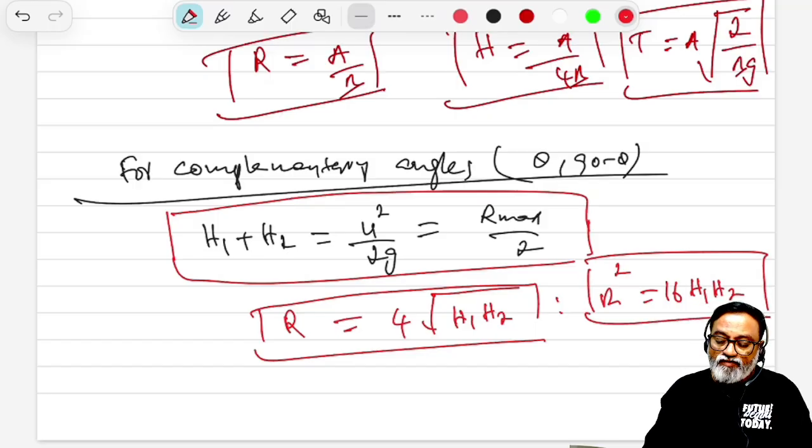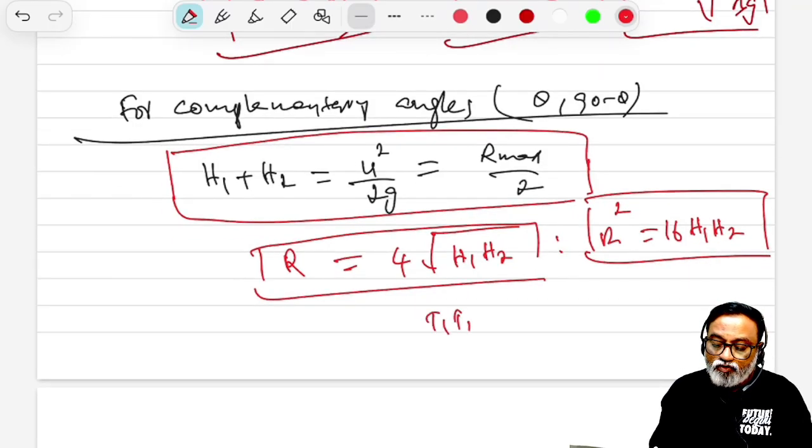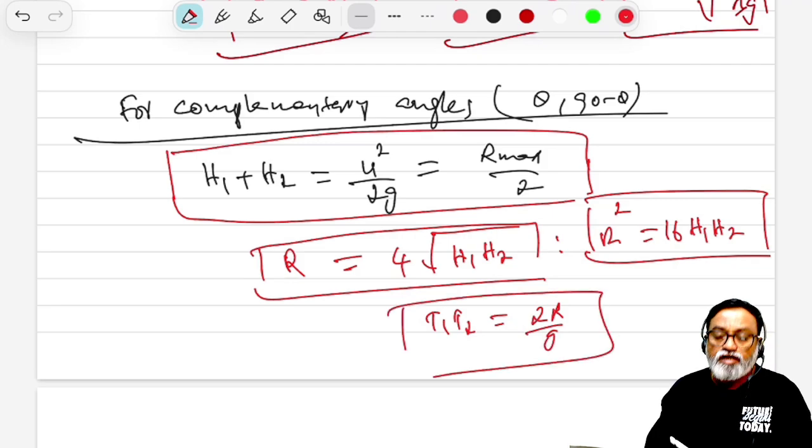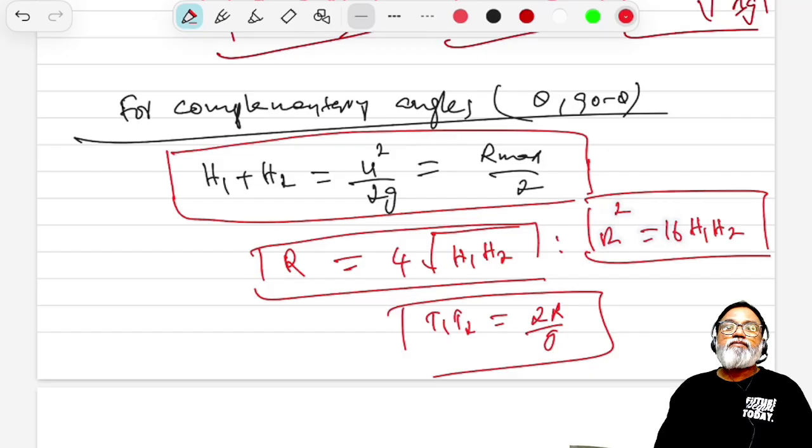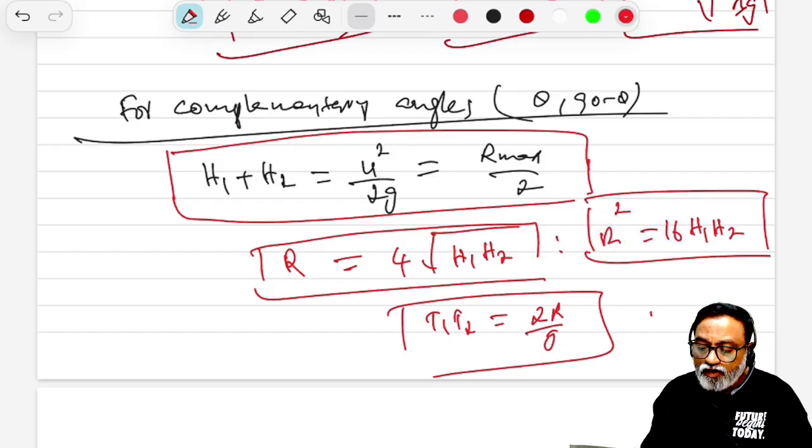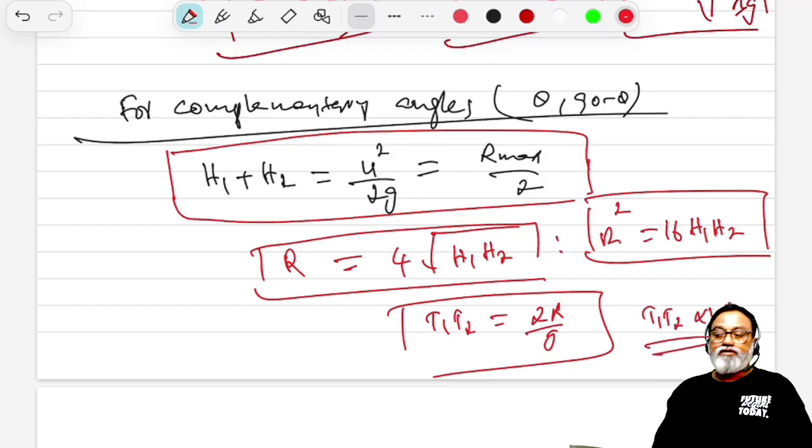Another relation, time of flights t1 into t2 is equal to 2R by g. So many times it is asked, when two bodies are projected with their complementary angles, then the product of their times of flight is directly proportional to range. Therefore, t1 t2 is directly proportional to range.